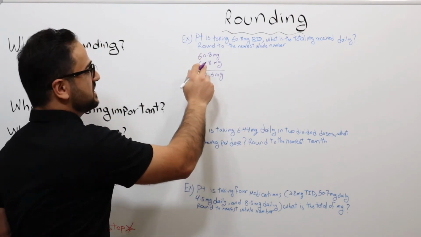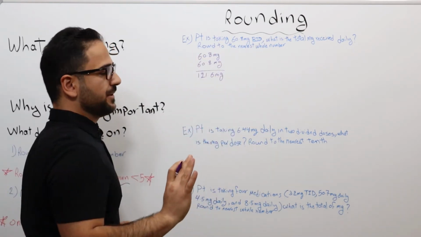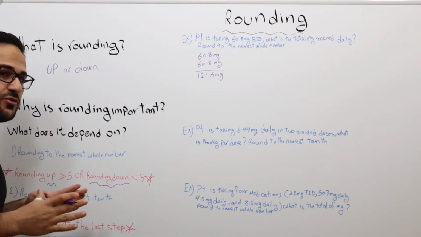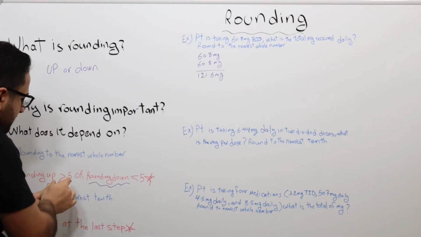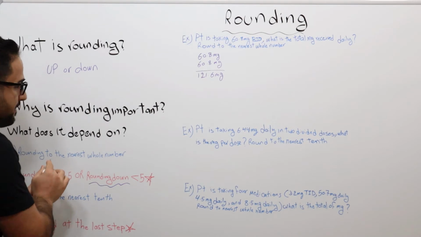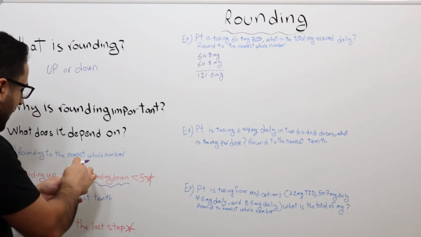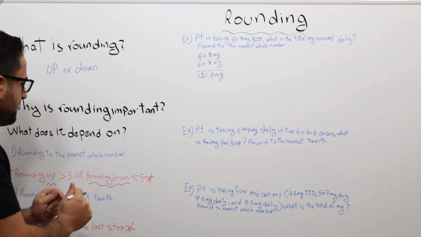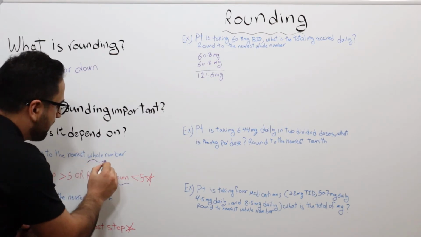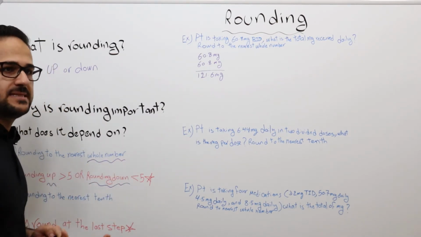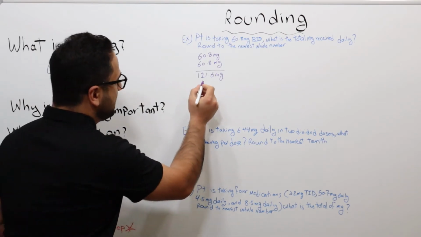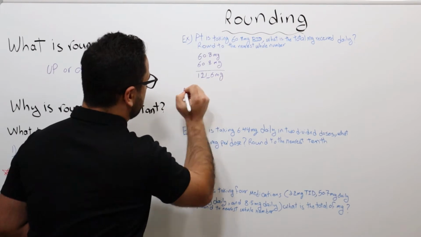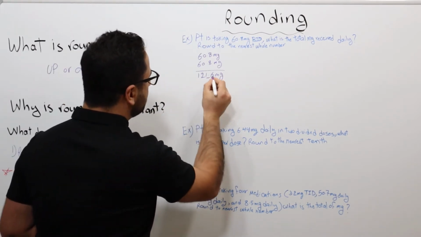The question says round to the nearest whole number. So what did I say going back? We have to keep this rule in mind. If the number is higher than 5, we're going to round up, and if the number is less than 5, we're going to round down. And we said that a whole number means no decimal places. So we need to take this decimal place away. We don't need this decimal place over here.